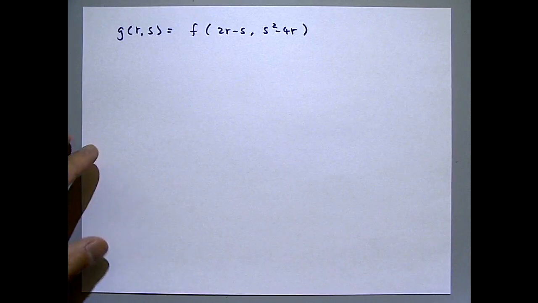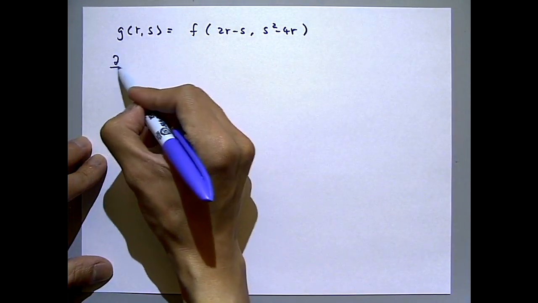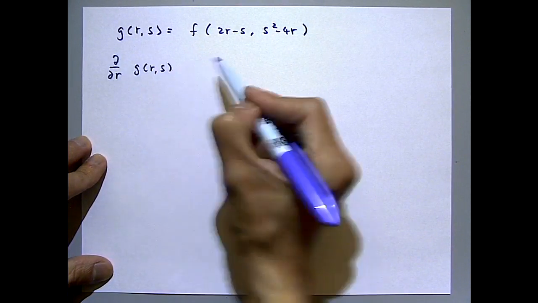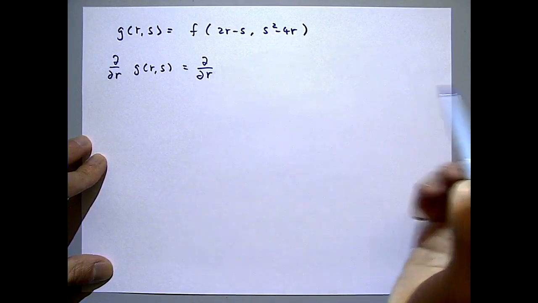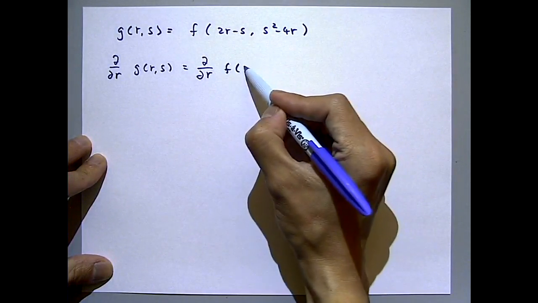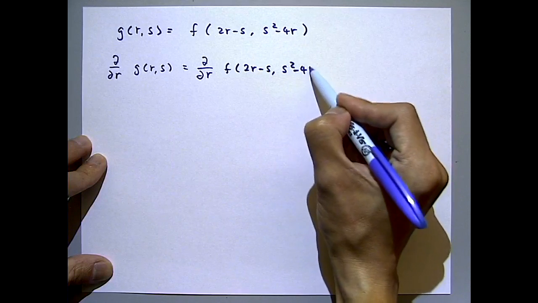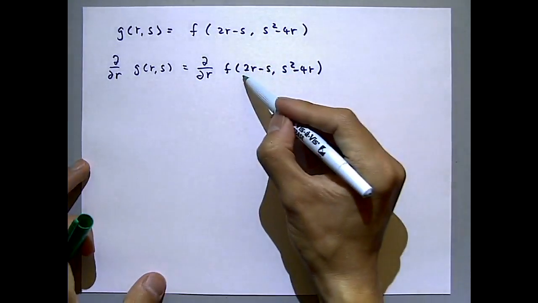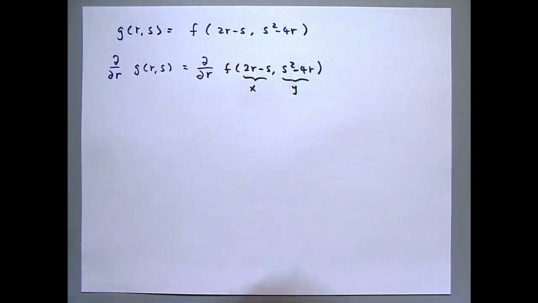If you want to find out how g is changed by r, you take the partial derivative with respect to r on the left, and the partial derivative of whatever is on the right with respect to r. So this guy is really x, this guy is really y.